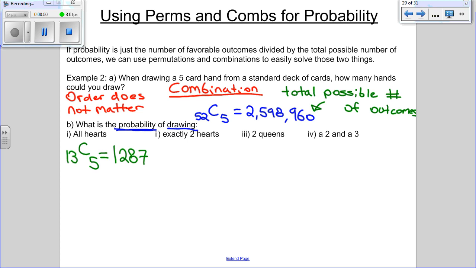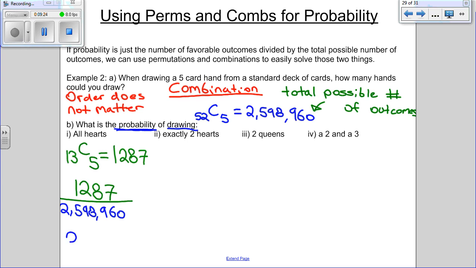So 1,287 is the total number of things I want. If you want to do probability, you're doing what you want, 1,287, divided by what's possible, 2,598,960. For numbers like that, they usually just change them into a decimal, and that'll be your final answer. So if you change that into a decimal, you should get 0.